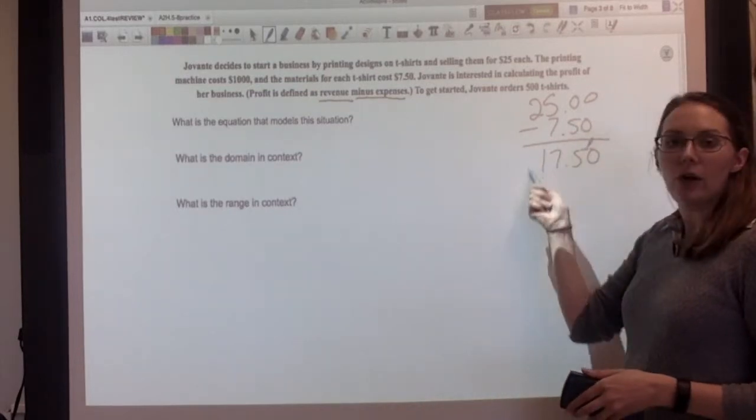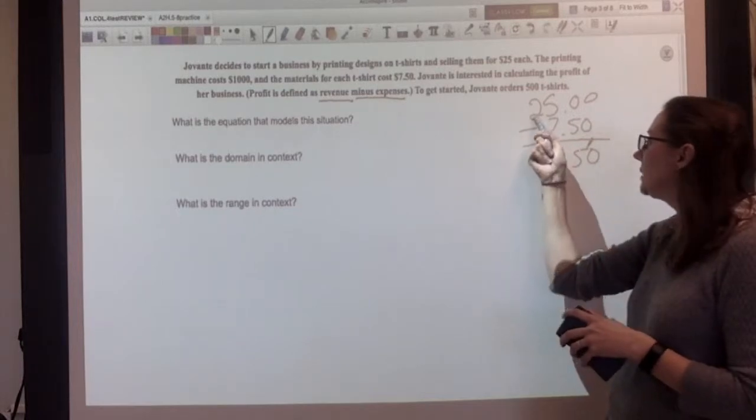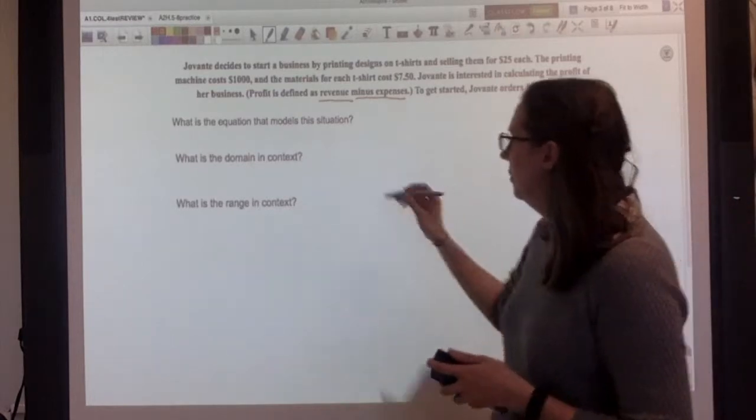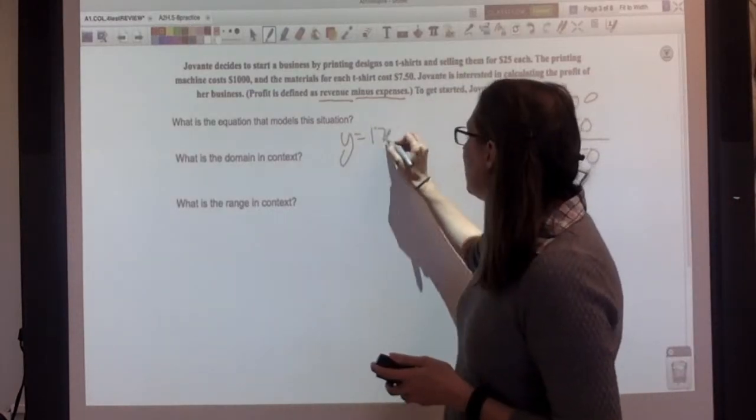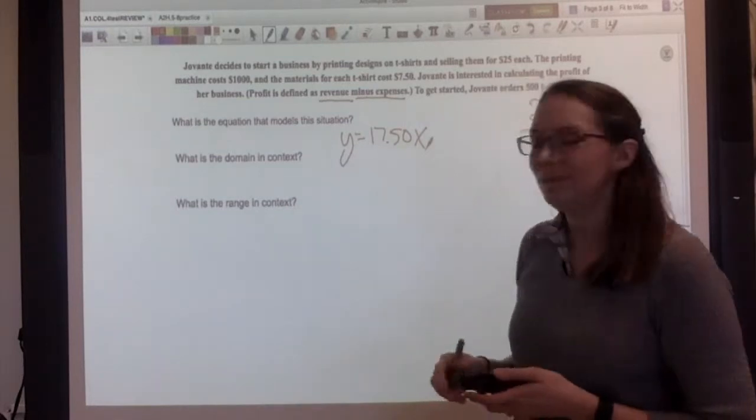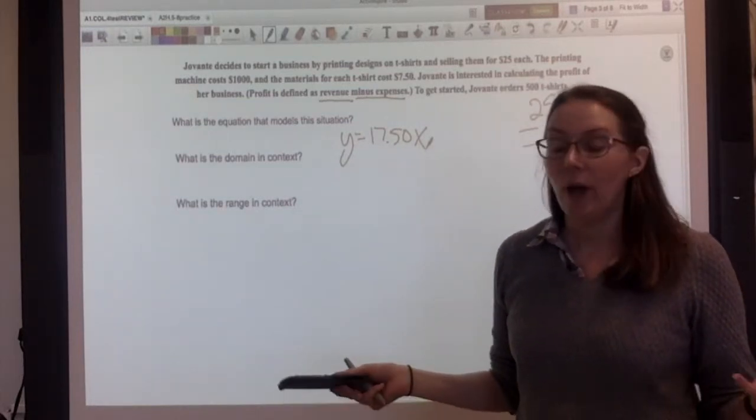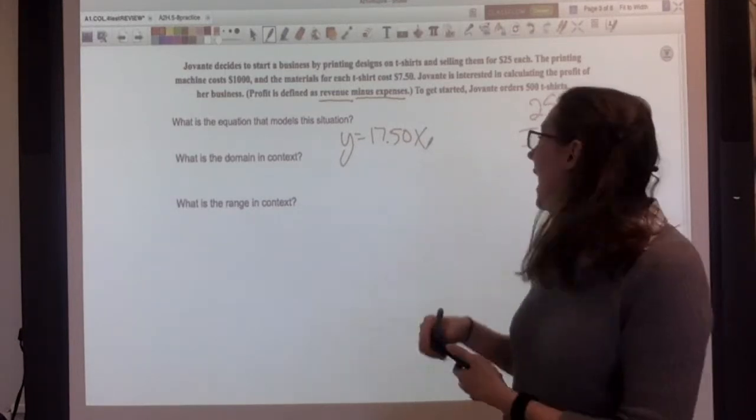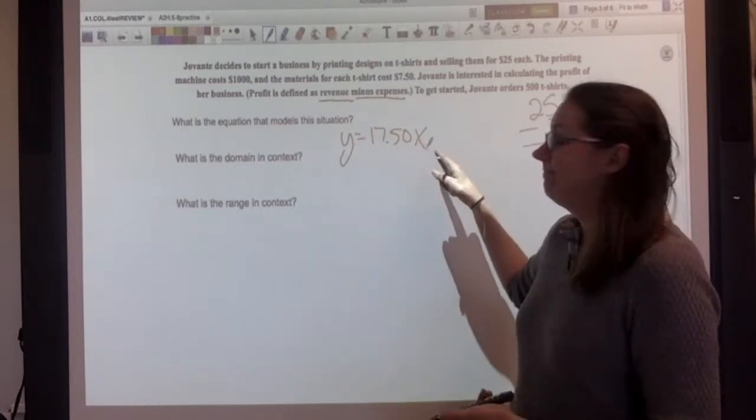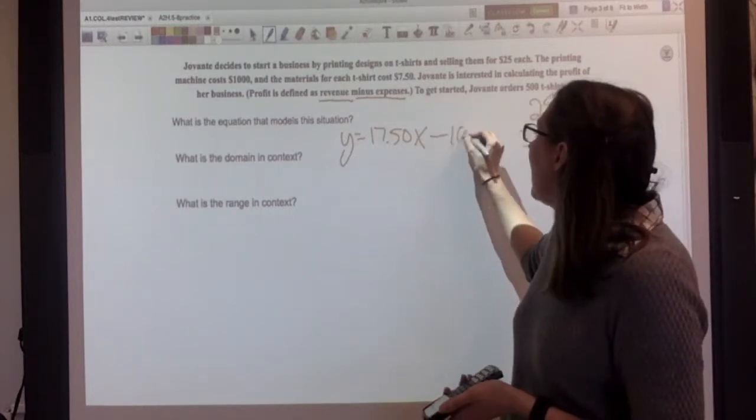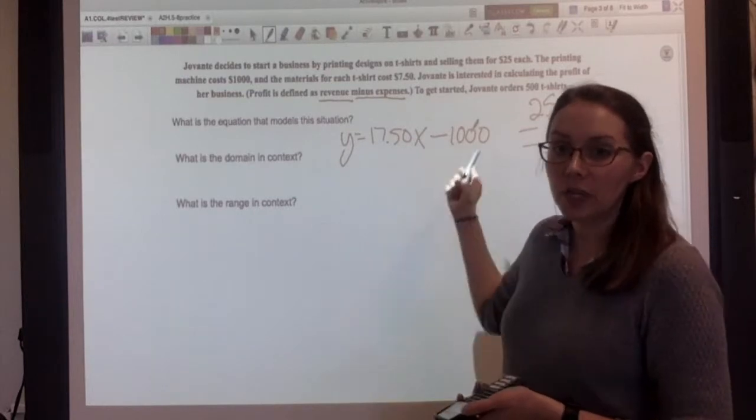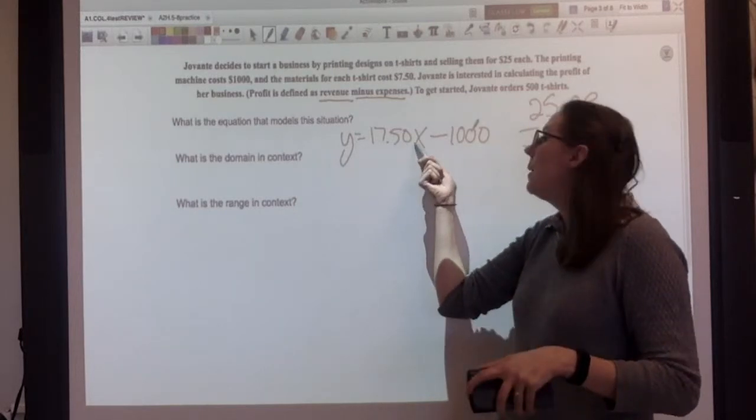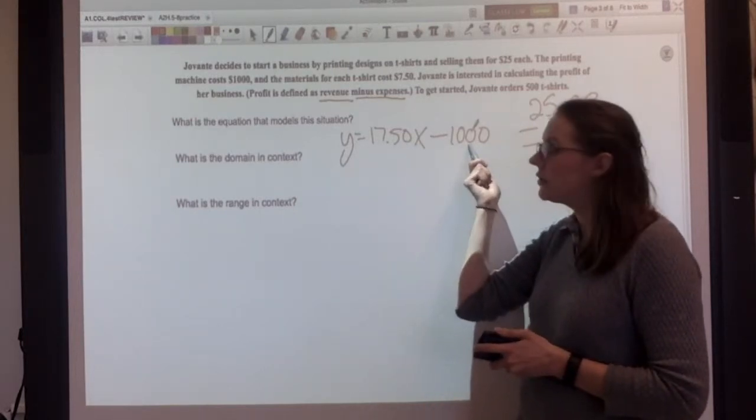So this is going to model her profit, okay? After she takes the money in and pays for stuff, that's how much she's going to be left with per shirt, okay? So y equals 17.50x. And then where does she start her business at? Well, she has to buy the machine, right? It costs $1,000. Are we going to add $1,000 to her profit? We're going to have to subtract $1,000 from her profit. So here's the equation that models this situation, okay? Y equals $17.50 per shirt minus the cost of the machine, $1,000.